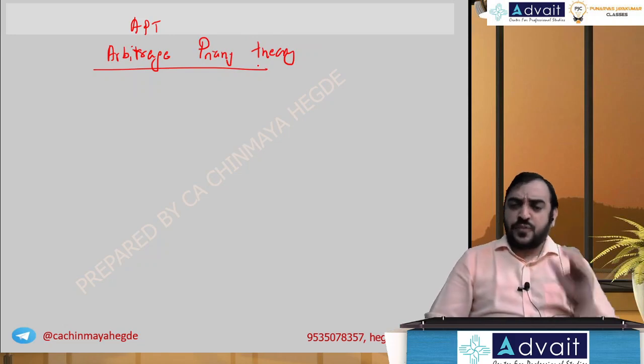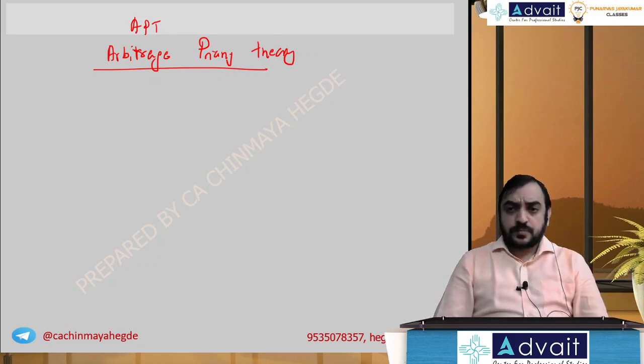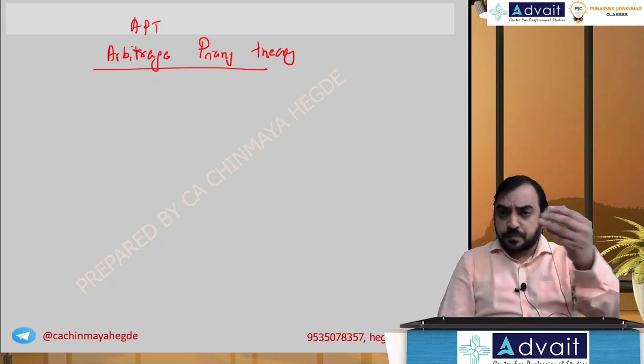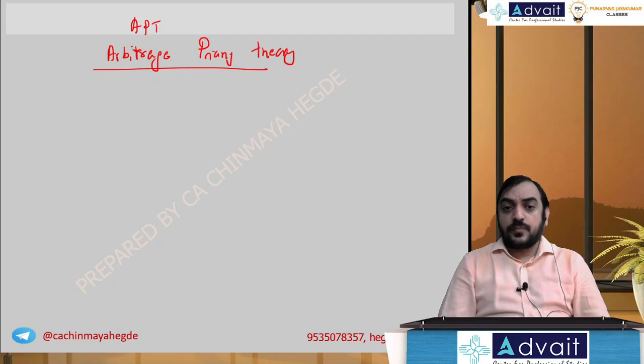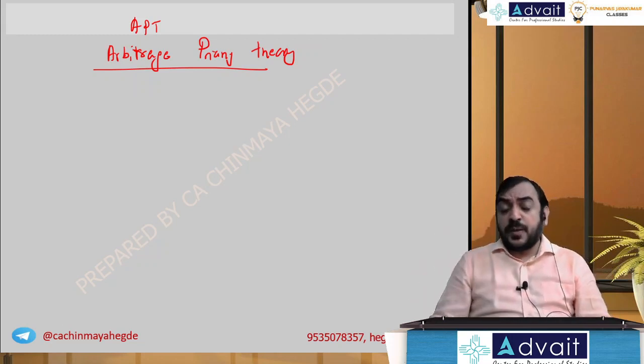This is an extension of the CAPM model. What we said regarding the CAPM model: RF plus (RM minus RF) into beta. What is beta? Systematic risk. The APT theorem is one step further. What these people say is, don't take one beta, take different betas.